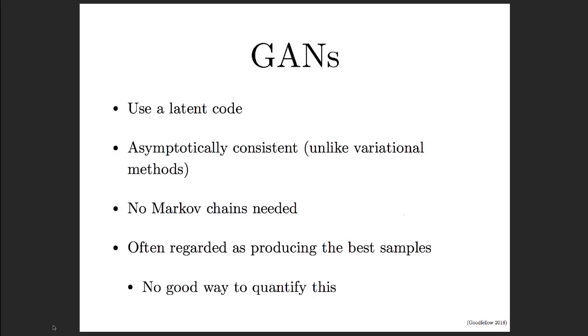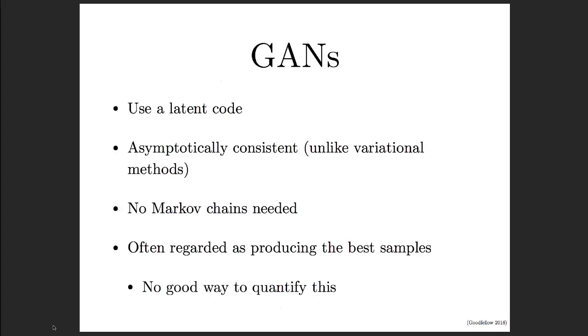They're also asymptotically consistent. If you're able to find the equilibrium point of the game defining a generative adversarial network, you're guaranteed that you've actually recovered the true distribution that generates the data, modulo sample complexity issues. So if you have infinite training data, you do eventually recover the correct distribution. There are no Markov chains needed, neither to train the generative adversarial network nor to draw samples from it. And I felt like that was an important requirement based on the way that the Markov chains had seemed to hold back restricted Boltzmann machines.